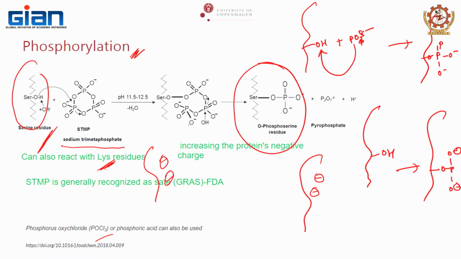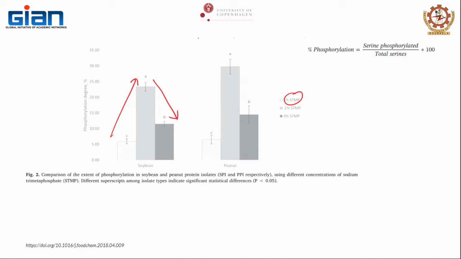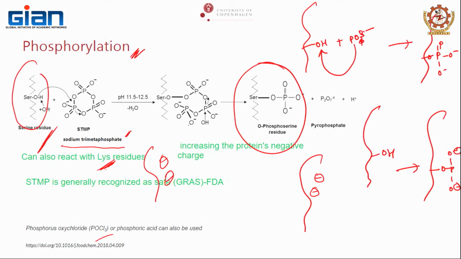Any question about phosphorylation? Here is an example. They show that by increasing the content of STMP, the phosphorylating chemical, the rate of phosphorylation is increased. At some point it decreases because you add more and more phosphate compound, you change the reaction condition, and that will compromise the phosphorylation. So, basically you can optimize the extent of phosphorylation by controlling the amount of this chemical you use, right. Please note that modification does not mean you need to completely modify the protein, you can control it to get the desired charge.